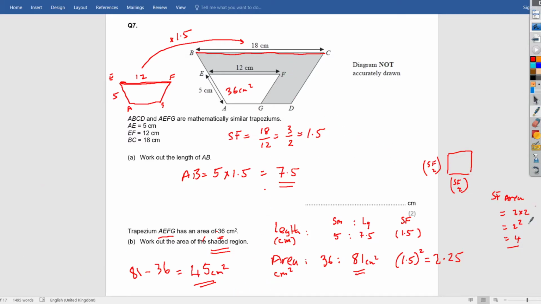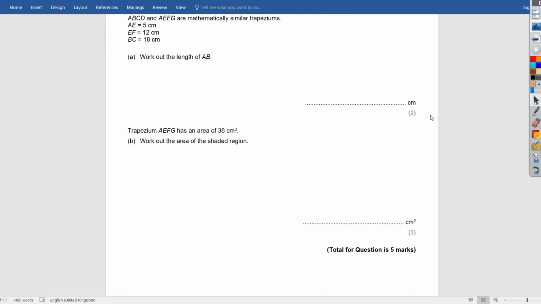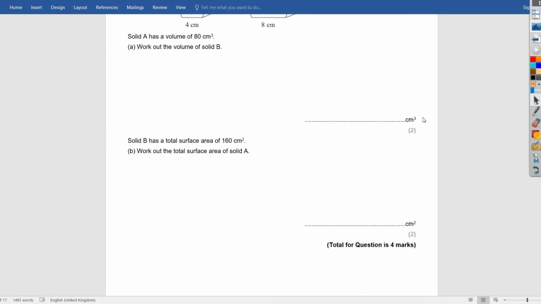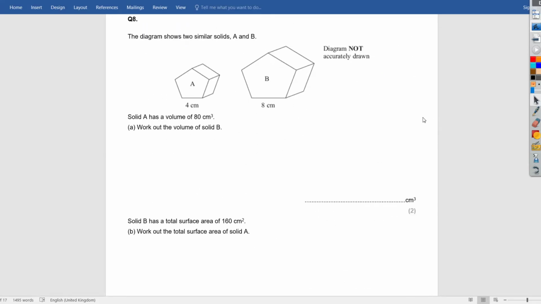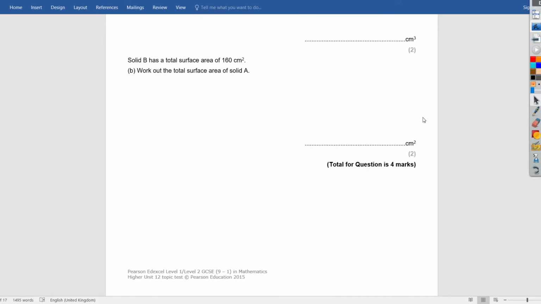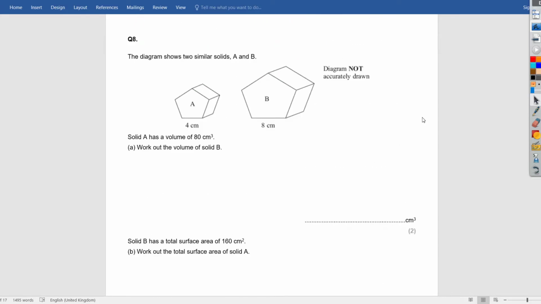Okay, let's have a look at the next question. Let's clear this. Scroll down. Question number 8. Okay, now we're going to start looking at scale factor involving area and volume.